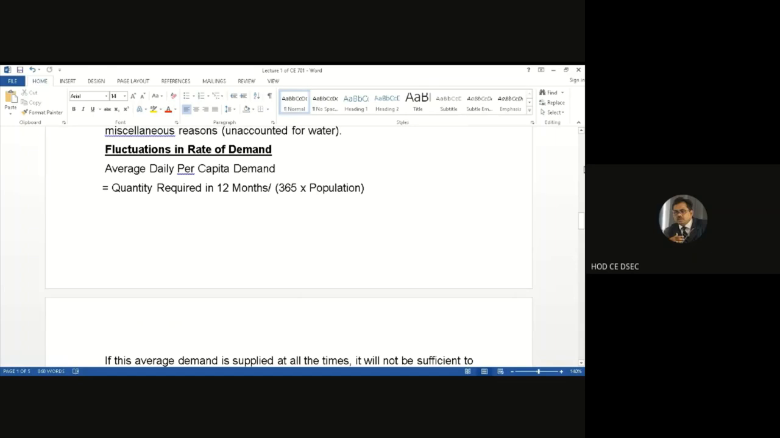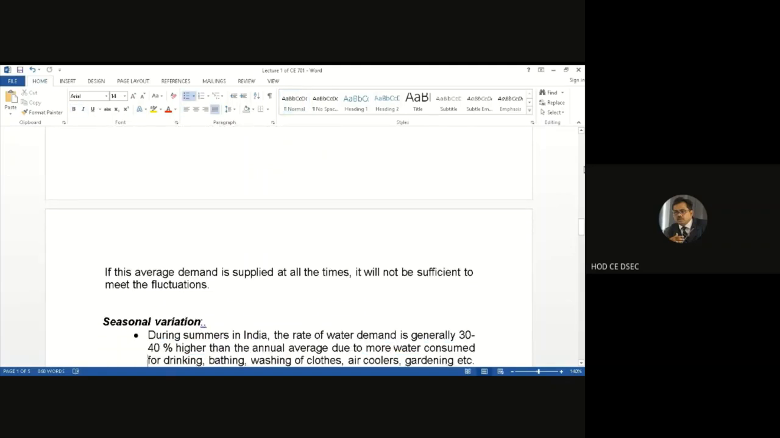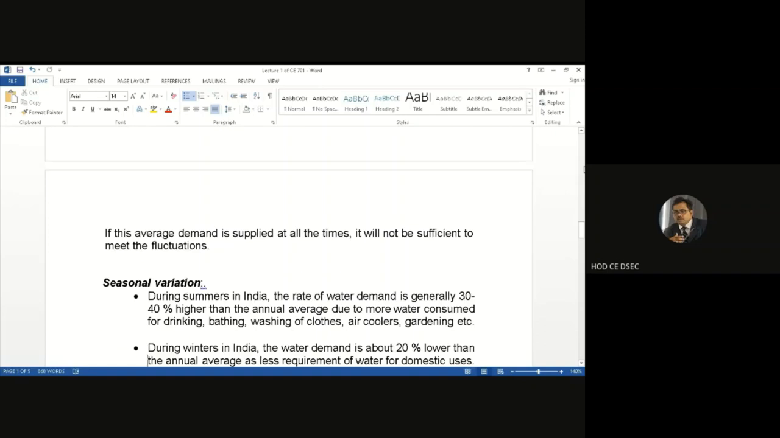Now let us consider the fluctuations in rate of demand. This is in terms of average daily per capita demand. If this average daily or annual demand is supplied at all times, it will not be sufficient to meet the fluctuation. So our pipe network design of the system has to be made keeping in mind the fluctuations in the demand of water.